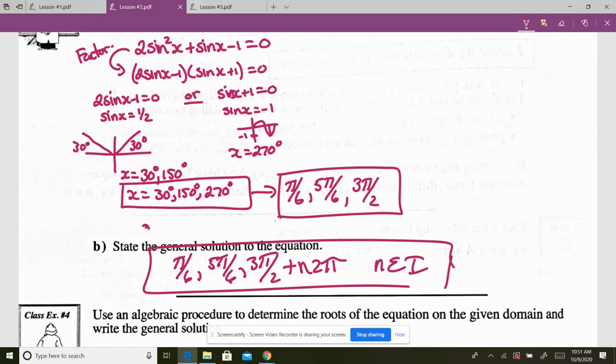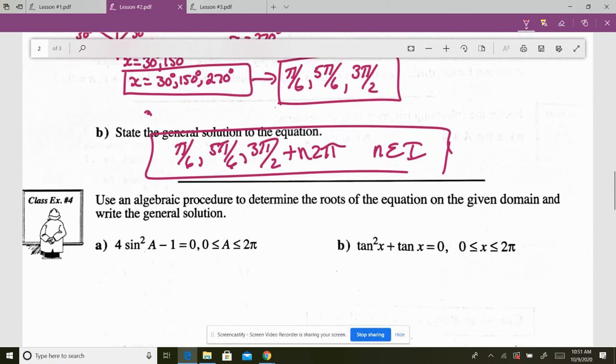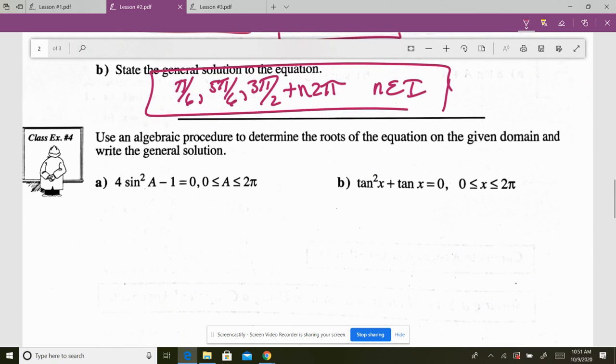Okay, I want to do another one. Are there any questions about that? All right. Let's go to this one, tan. We haven't done tan in a while.